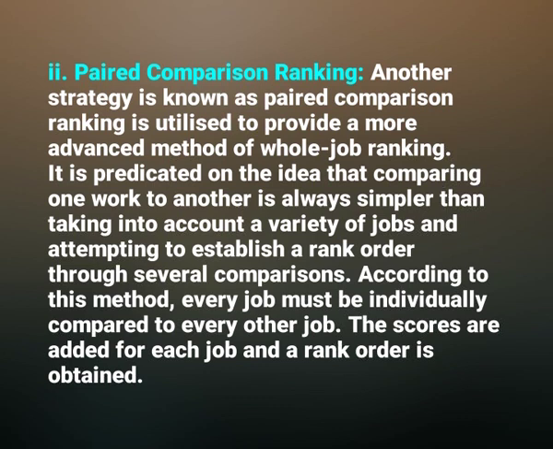Next is paired comparison ranking. Another strategy, known as paired comparison ranking, is utilized to provide a more advanced method of whole job ranking. It is predicated on the idea that comparing one job to another is always simpler than taking into account a variety of jobs and attempting to establish a rank order through several comparisons. According to this method, every job must be individually compared to every other job. The scores are added for each job and a rank order is obtained.